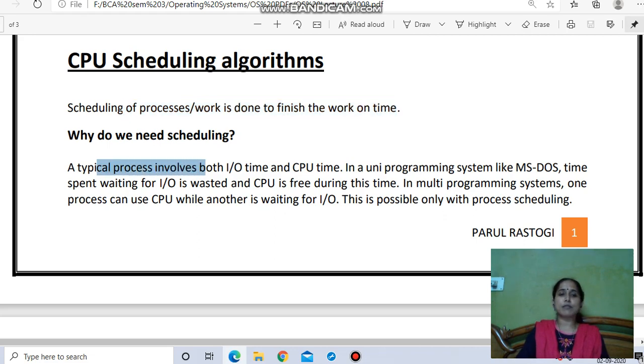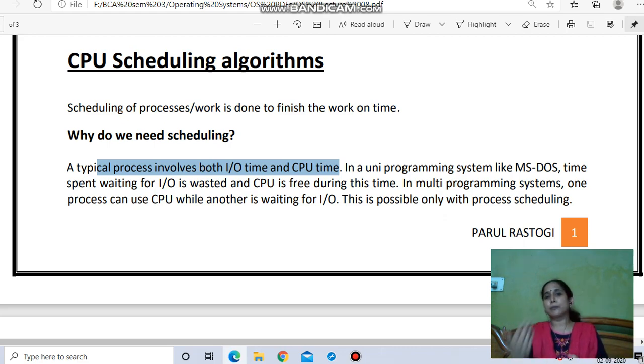A typical process involves both input output time as well as CPU time. No process will require only CPU time. From time to time it will need input from the user, and it will also have to give output to the user. Based on the output from the program, the user is going to key in the input for the program, and based on the input given by the user, your process is going to execute. So any process involves 2 things: one is the CPU time and the other is the input output time.